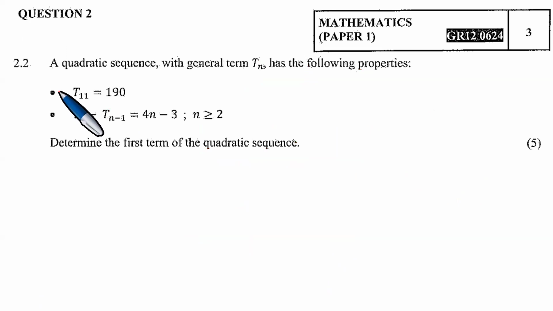The next question is question 2.2. A quadratic sequence with general term Tn has the following properties: T11 is 190, and Tn minus Tn minus 1 equals 4n minus 3, where n is greater than or equal to 2. Determine the first term of the quadratic sequence. We're interested in finding the first term. So what do we do here? A couple of things we need to take note of: Tn minus Tn minus 1 equals 4n minus 3.